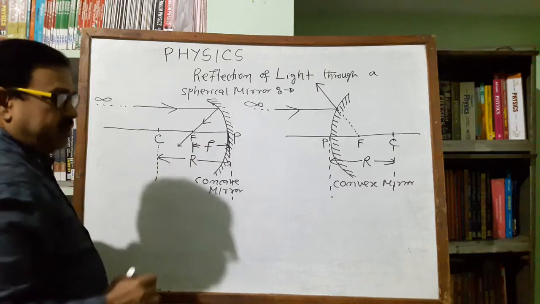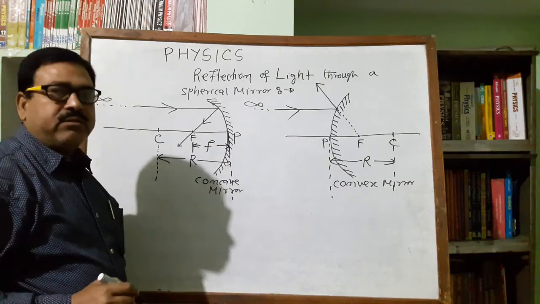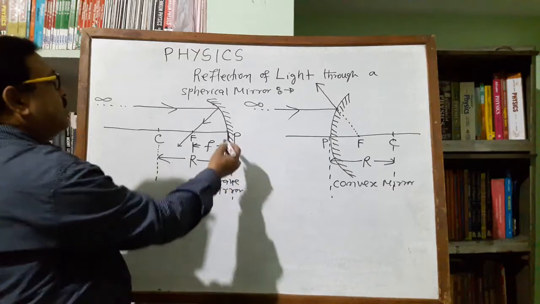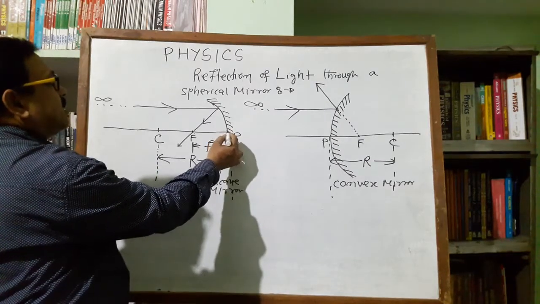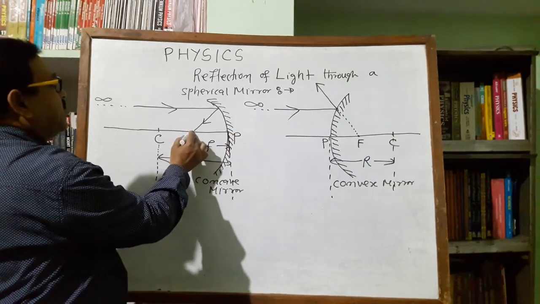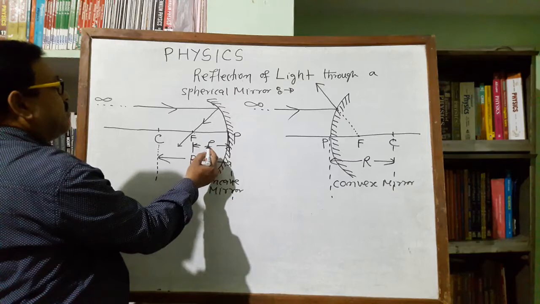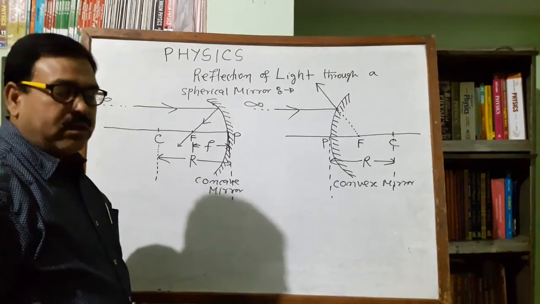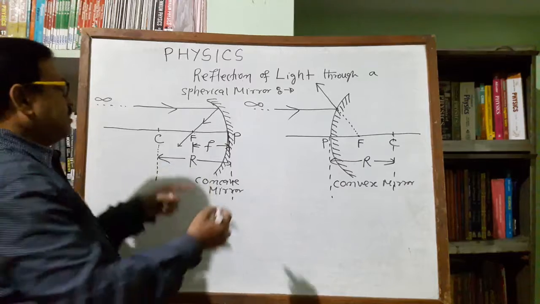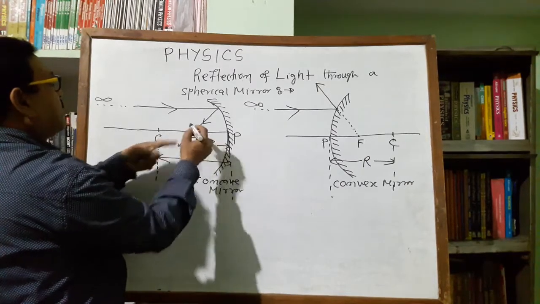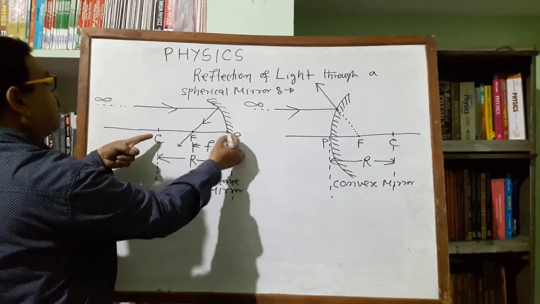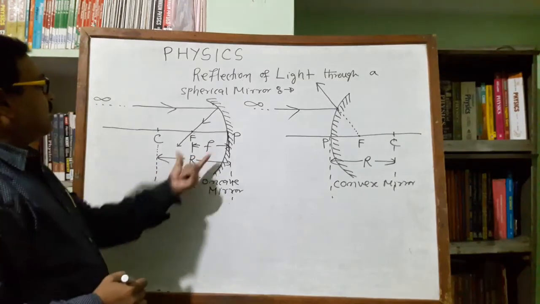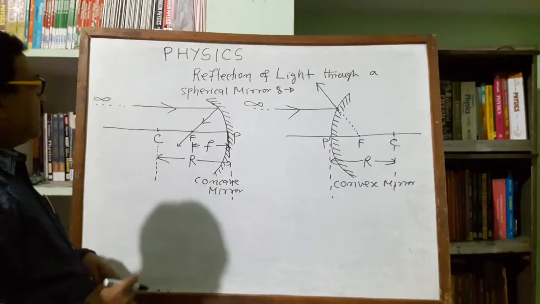Now this is a very important point to decide the focal length of the convex mirror as well as the concave mirror. The location of the pole and the principal focus, and the distance between these two points, is the focal length. So the distance from the pole to the focus and the distance from the pole to the center of curvature give the focal length and the radius of curvature.